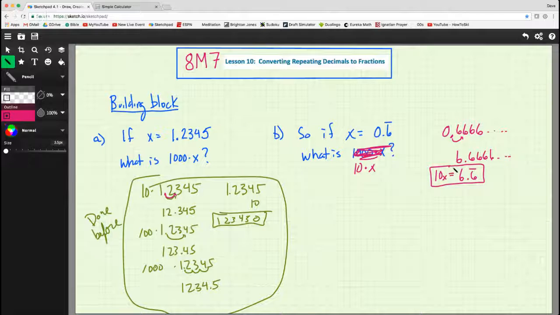We got to be really comfortable with doing these. Let's do a few more. So if x is equal to 1.8 bar, what is 10 times x? Well, we got to do our little expansion, 1.8888... That's our x. So 10 times x is just moving that decimal 1 to the right. So that's 18.888... which is equal to 18.8 bar.